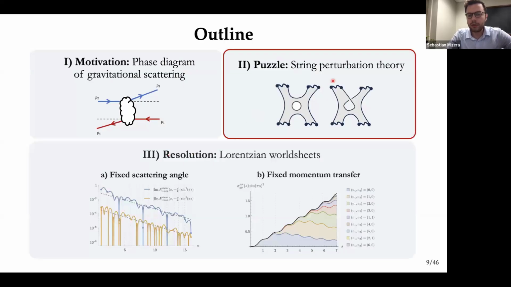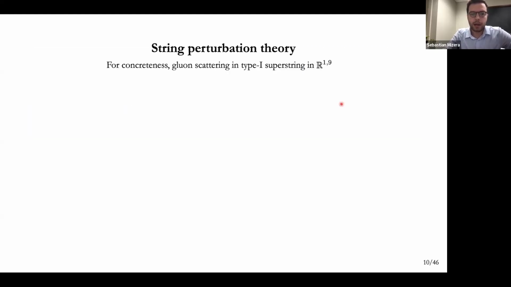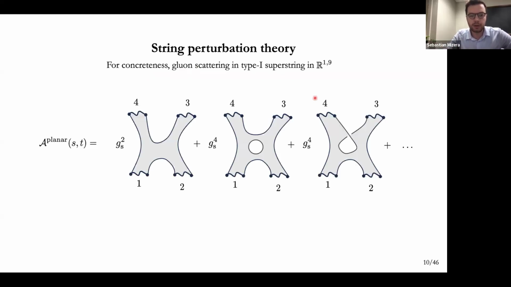So before doing so, I wanted to remind you a little bit about string perturbation theory in general. Okay, so for concreteness, for the purposes of this talk, I will focus on gluon scattering in type I superstring in the critical dimension, which is 10. Even though we know how to generalize a large part of this story to, say, type II, so closed string scattering, also in critical dimension, I will just use this as a simplification for this talk.